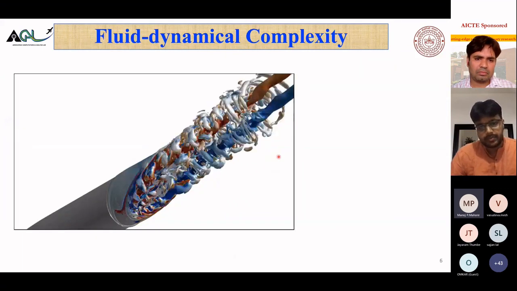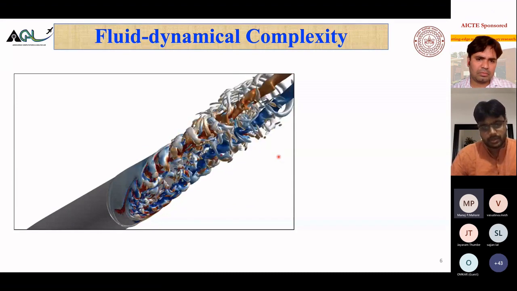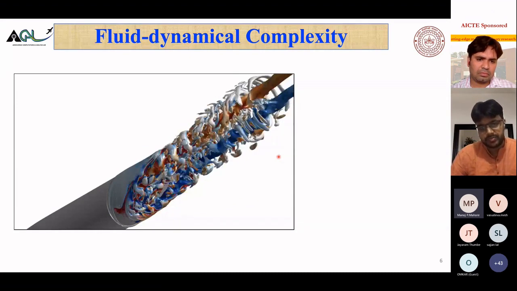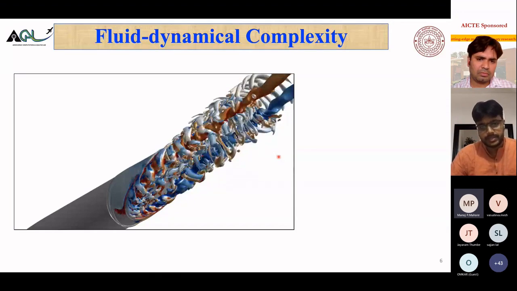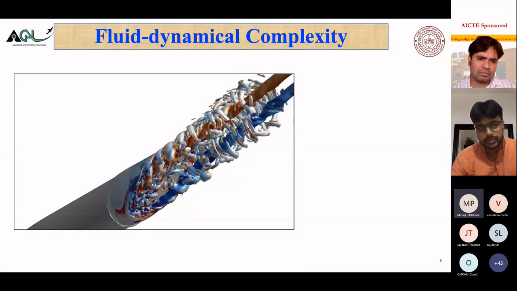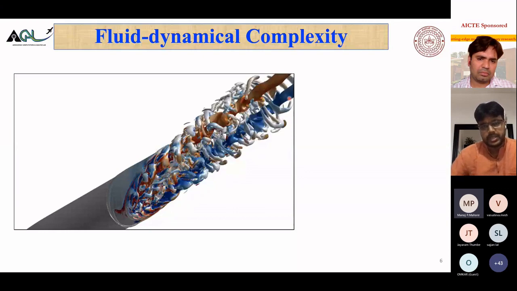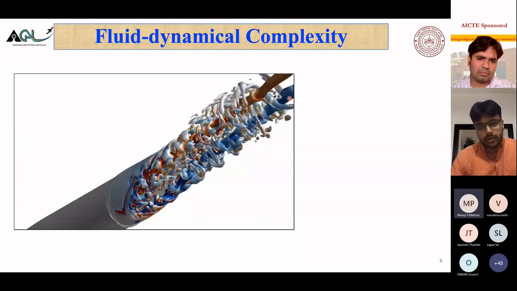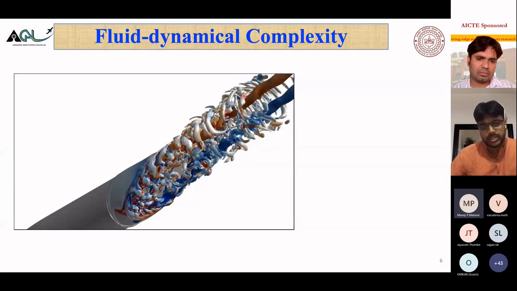So this is again from our simulation that I will discuss today. It's a very, very complex structure. We talked about the performance, but fluid dynamically also it's very, very complex. You can see there's a large structure, blue and orange. This is the orange one and this is the blue one. These are basically the main vortex, but around that you have very small structures, right? So all kinds of scales are possible.